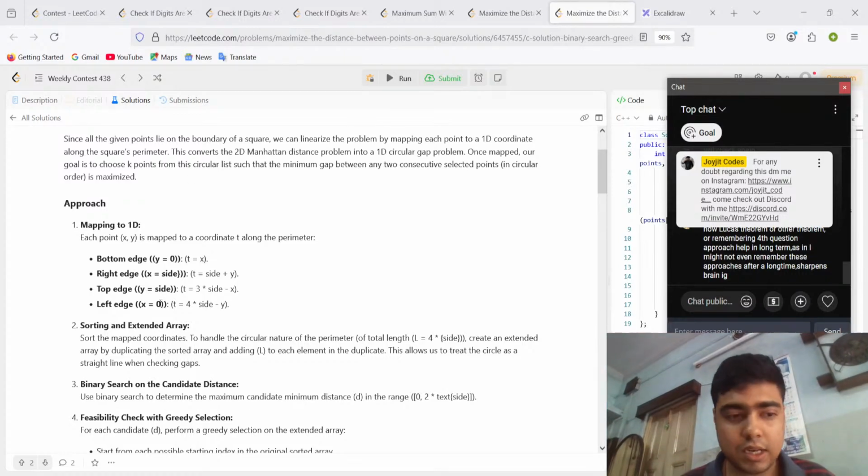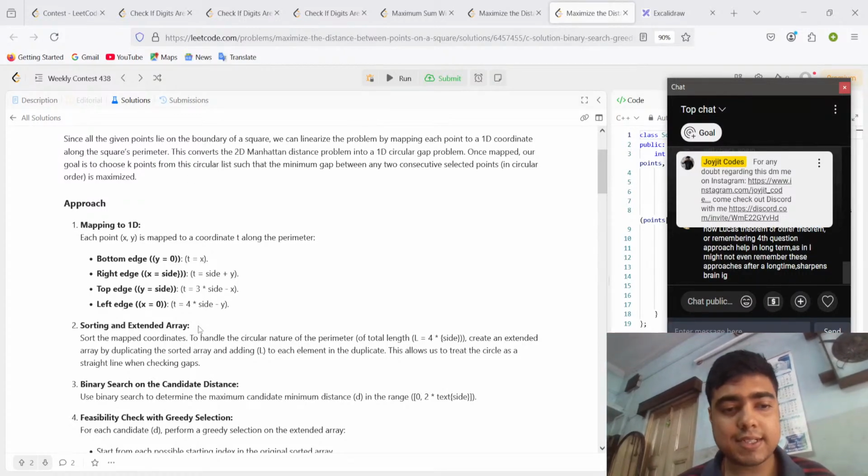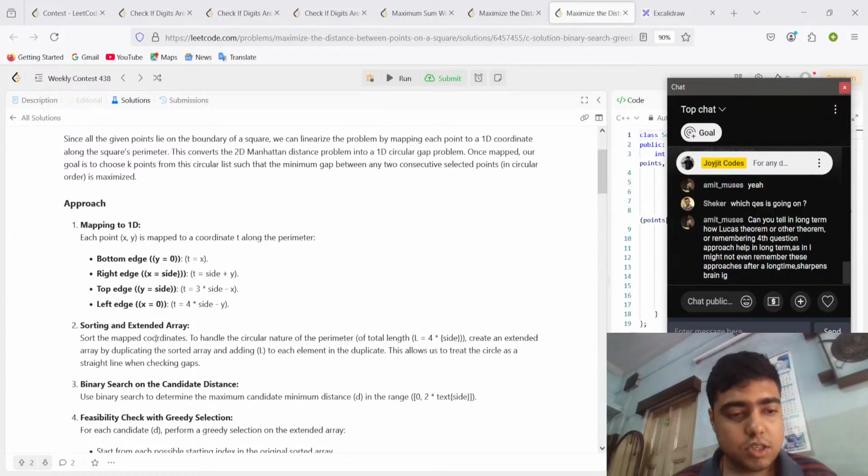Okay, so let's move on to sorting an extended array. Sort the mapped coordinates to handle the circular nature of the perimeter, of total length L equal to 4 into side. Create an extended array by duplicating the sorted array and adding L to each element in the duplicate. This allows us to treat the circle as a straight line when checking gaps.